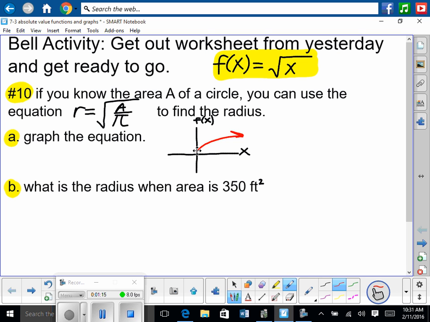Does everybody understand that A is just like having an X? Pi is not a variable, right? Pi is a number, so we're just graphing the square root function, and we can use our calculator. A rough sketch is good enough.